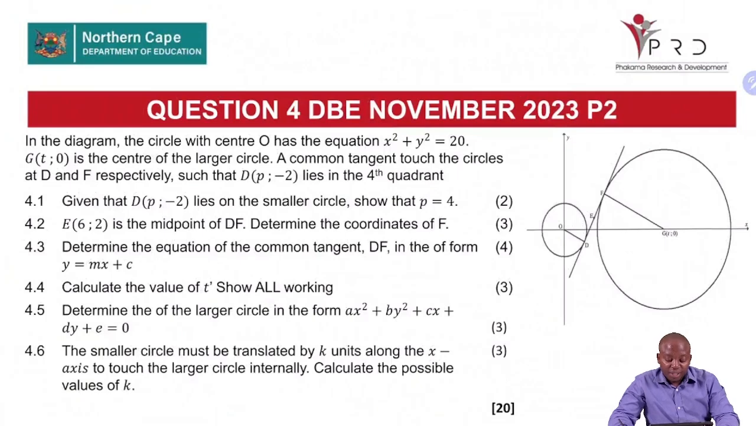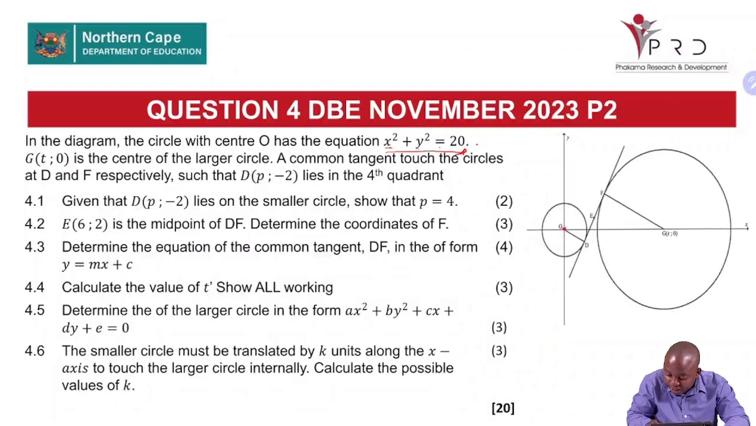Right, welcome back, grade 12. Now, let us discuss the solutions to this activity. We are told that in the diagram, O is the center of the circle with the equation x squared plus y squared equals 20. So this is the equation for the small circle. G, which has coordinates (t, 0), is the center of the larger circle. The common tangent touches the circles at D and F respectively, such that D, with coordinates (P, -2), lies in the fourth quadrant.